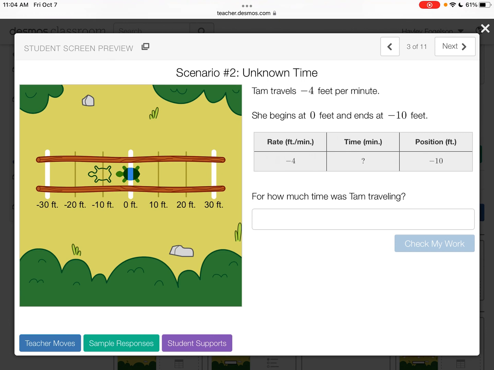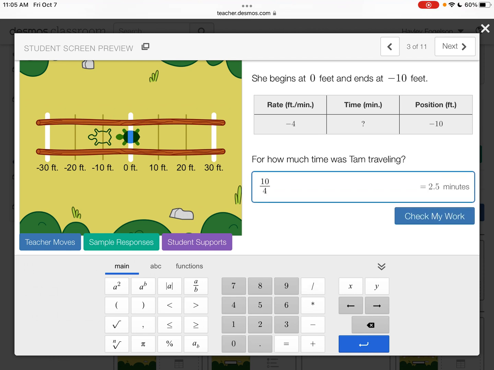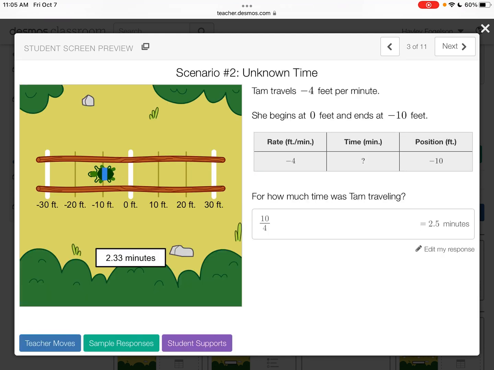Sweet, moving on to screen 3. Screen 3 says Tam travels -4 feet per minute. She begins at 0 feet and ends at -10 feet. We need to figure out how long Tam is traveling. So we could do this a couple different ways. We could think -4 times what gives us -10, or you could take -10 divided by -4. So 10 divided by 4 gives me 2.5 minutes. And let's check our work, see if we're right.